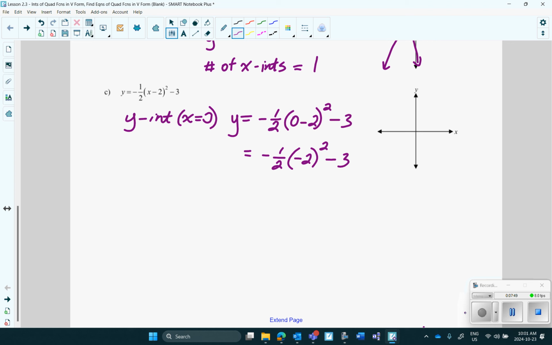What's the next thing I'm going to do? I have to do this -2 squared. And notice parentheses. What is -2 all squared? Positive 4. -1/2 times 4, or 4/1, -2 minus 3 gives me a y-intercept of -5.